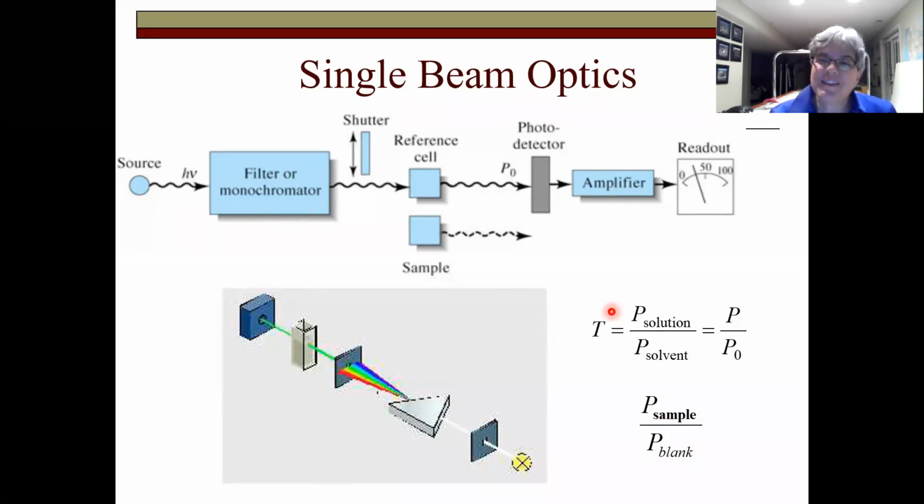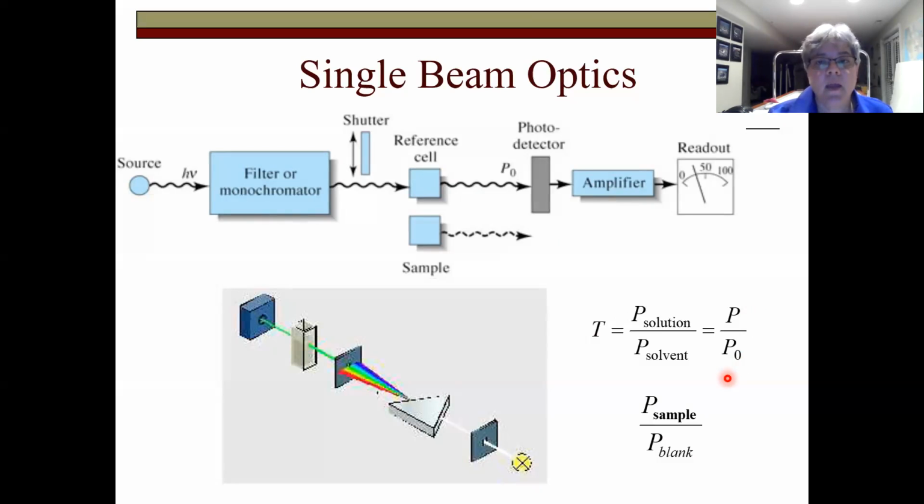So with a single beam instrument, what you would do is you would take your little cuvette and you would fill it up with solvent, your blank, and you would put it in here and you would get a number, okay, and that's P0. Then you're going to take that, dump it out, put your sample in. Now you're going to measure P for your sample, that's P, okay, and now you can calculate absorbance for your sample.